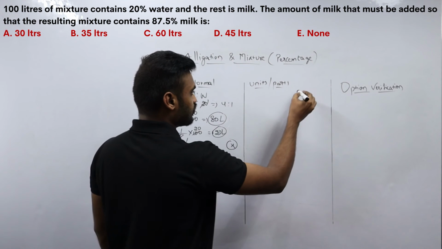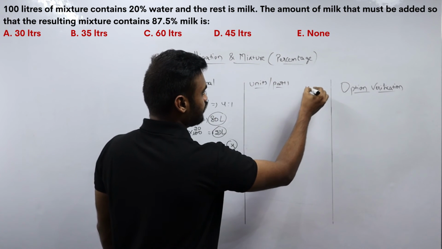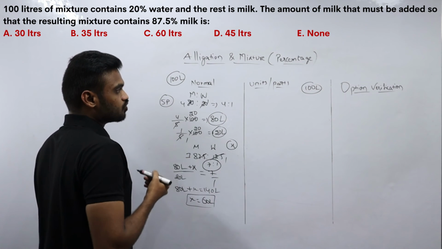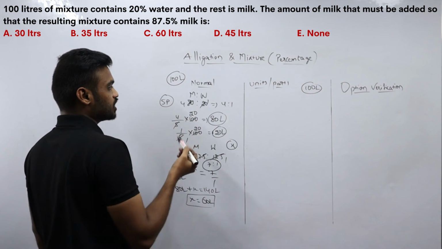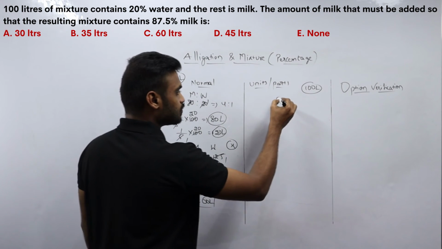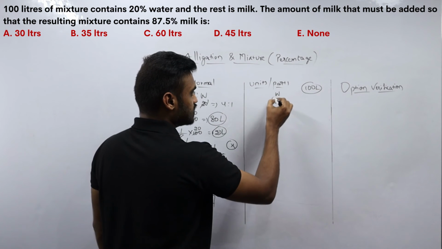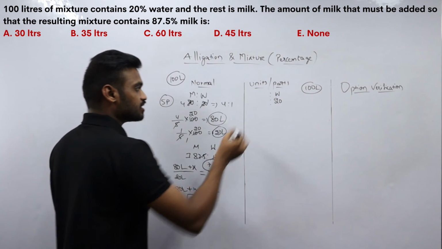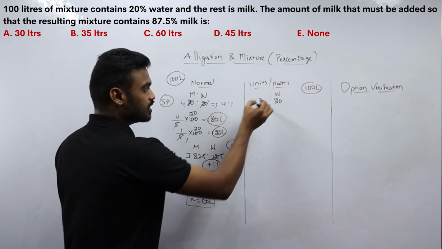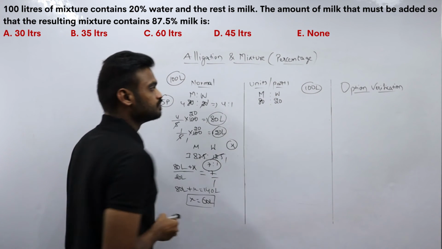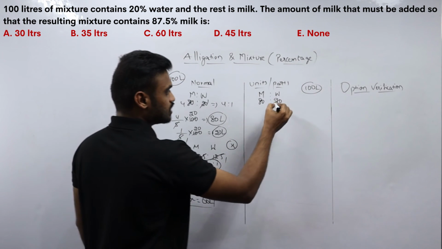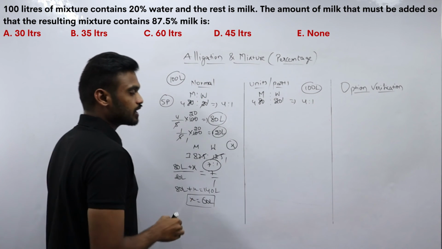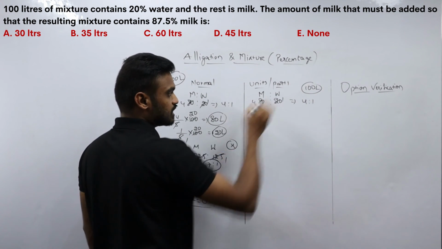See, initially they have given the total quantity is 100 liters. Now they are saying that the initial quantity of water in the 100 liters is 20%. Now what is the percent remaining? That is 80%. 80% belongs to milk. Now if I cancel this, I will get 20s, 4 twenties. So the total ratio is 4:1. Okay. Now 4:1 is equal to 100 liters.